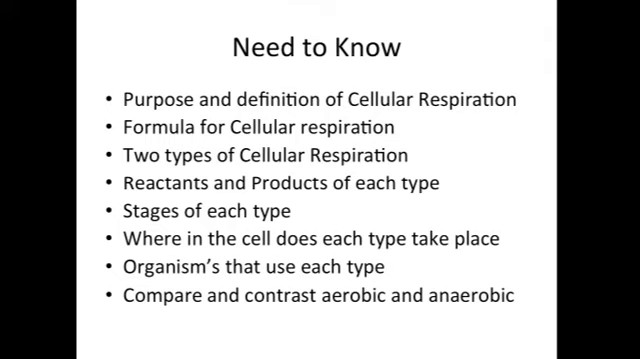Please make sure you know all of the following: the purpose and the definition of cellular respiration. That means, why do we do it and what happens when we do it. You have to know that formula: C6H12O6 plus 6O2 makes 6 CO2 plus 6 H2O plus ATPs. You need to know the 2 types of cellular respiration: anaerobic and aerobic respiration. You need to know the products and the reactions for each. You need to know the stages that occur in each and where it takes place in each cell. You also have to know the organisms and be able to compare and contrast anaerobic and aerobic respiration like we did in class.